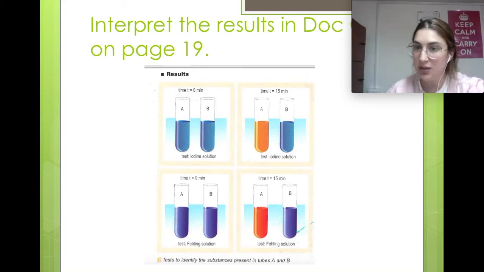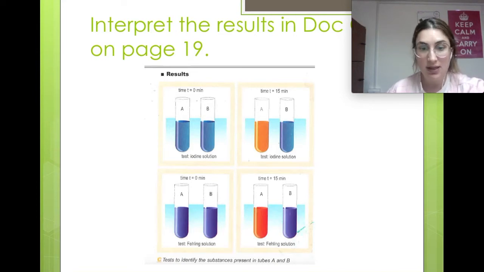So simply because digestion took place, no more starch is there. So when we do not have starch, what does this mean? That the absence of starch means the digestion of starch took place.